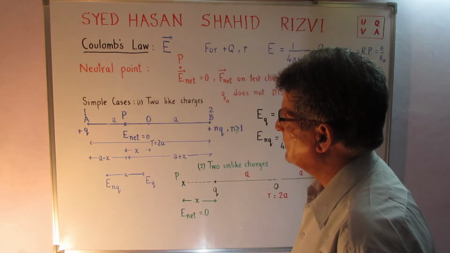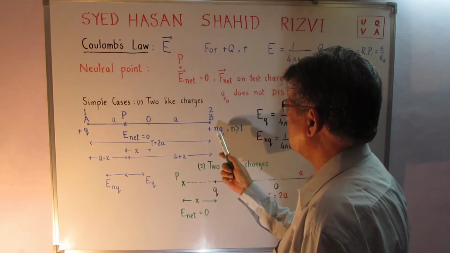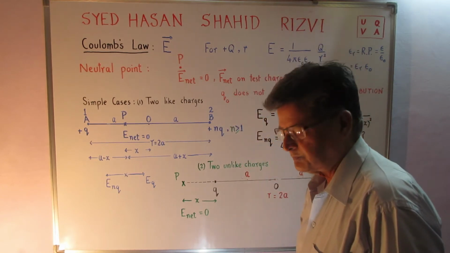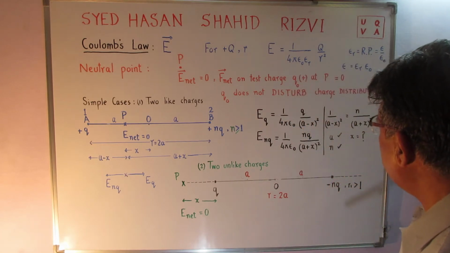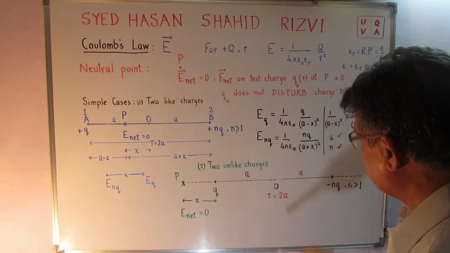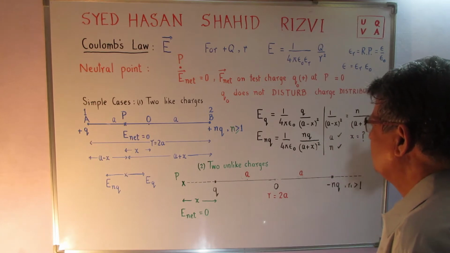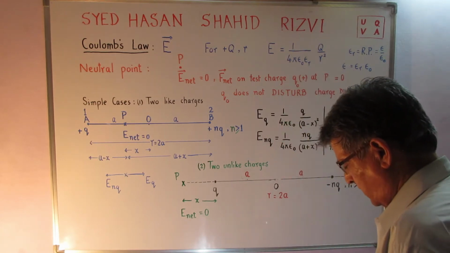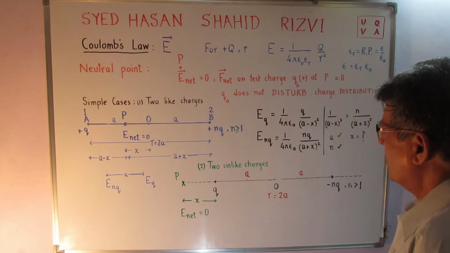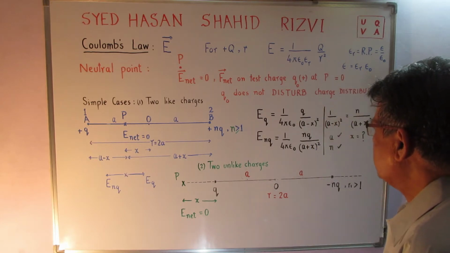Let's put the value of E net equal to 0. Therefore, the E due to Q and the E due to NQ should be equal and opposite to each other. This is evident from the calculation I have made here. The electric field, just the magnitude. I'm not bothered about putting vectors, signs, etc. just now. We should not be bothered initially. Finally we can, with practice we can do that.